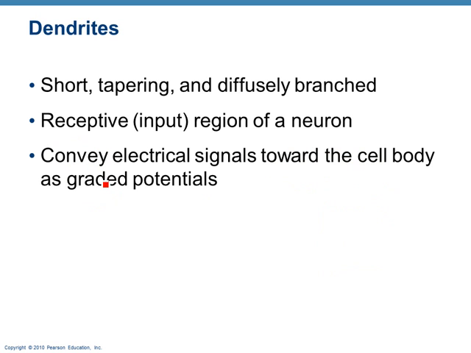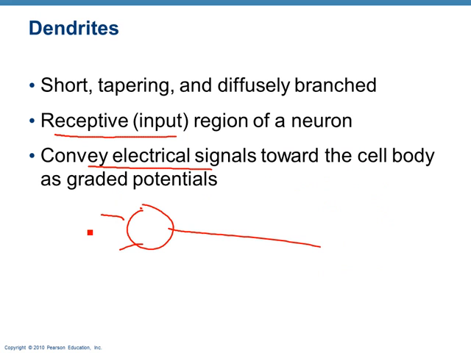Let's see, dendrites, they're the receptive input area, and they are electrical. Here's your cell body, here's your dendrite. So you have an action potential coming across from maybe another neuron. It will synapse on this dendrite, generate an action potential here. That action potential will be carried to the cell body, regenerated at the axon hillock, and carried down to the axon terminal. So they can receive and generate or basically transfer electrical energy to the cell.